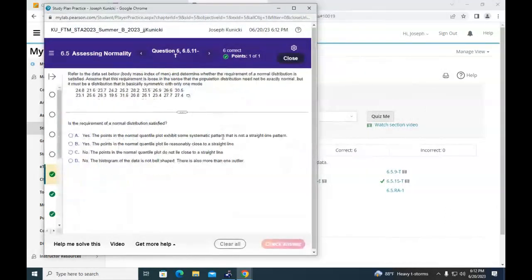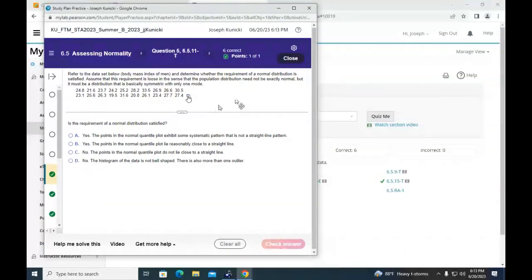So the first one, they give us the raw data. They want us to say, is the normality condition satisfied? Well, there's not 30. It's less than 30. It's 2, 4, 6, 8, 10, 12, 14, 16. There's 20. So it's not a large sample. So I can't say it's satisfied. I have to see if it fits a normal distribution.